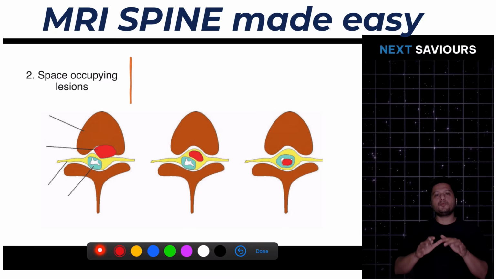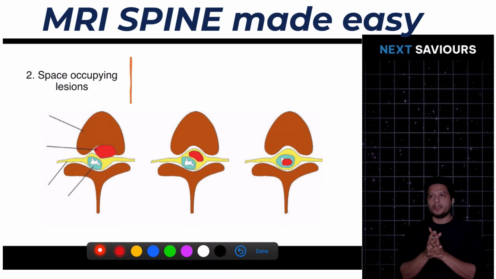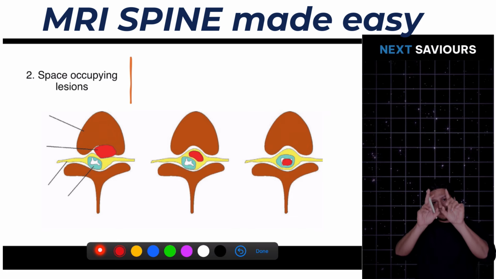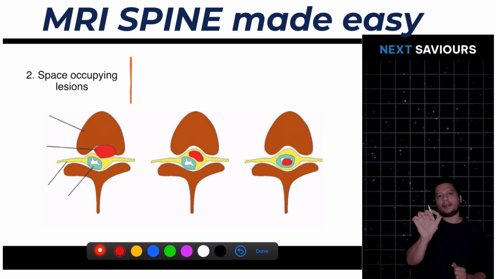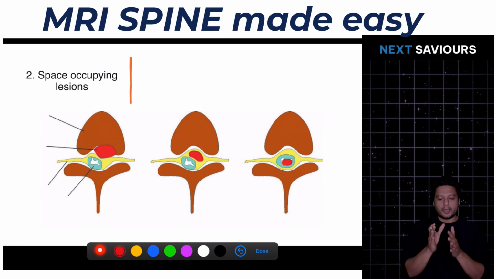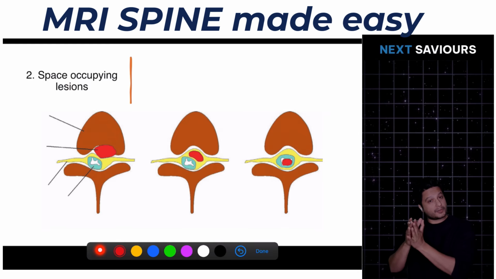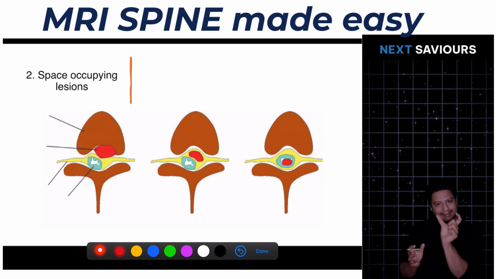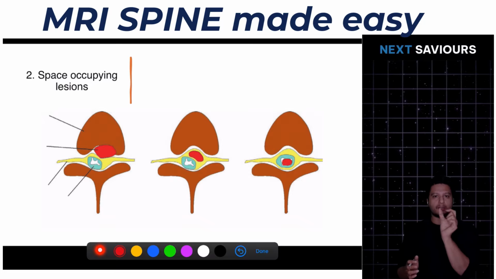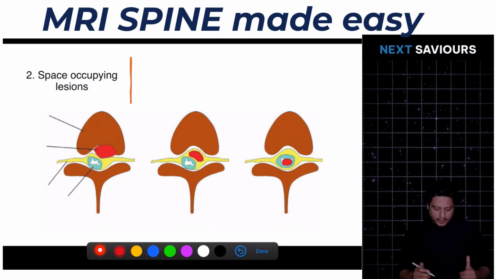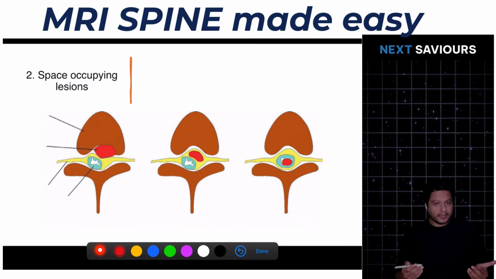Second one are the space occupying lesions. The spinal cord exists inside the canal, and in the canal there could be a tumor. If the tumor is there inside the canal, it may compress the cord or its structures. So these are called space occupying tumors or space occupying lesions. Now, these space occupying lesions can be of three types.